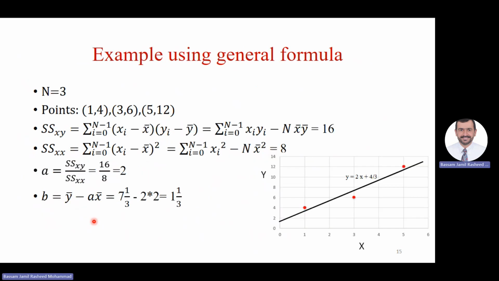So let's take a numerical example. Let's go back to our original example. We have 3 points, and we want to find the best fitting line using the general formula. What we do here is compute SSXY with this equation. So for example, the average x coordinate: how do I do that? Add 1 plus 3 plus 5.